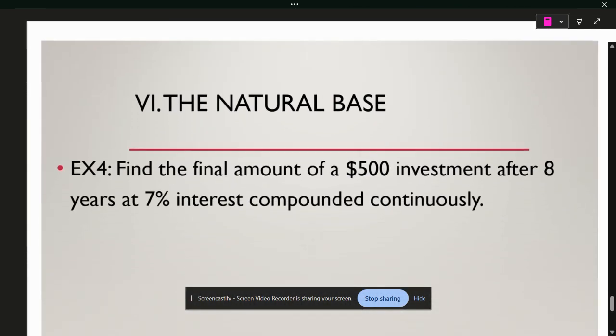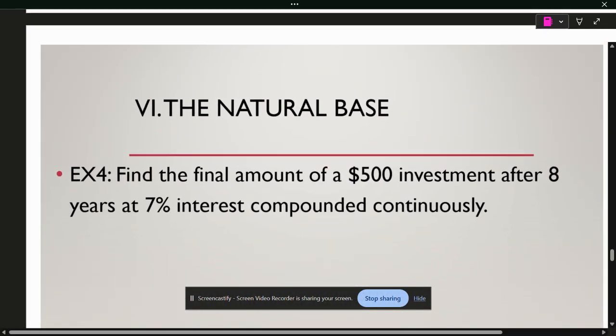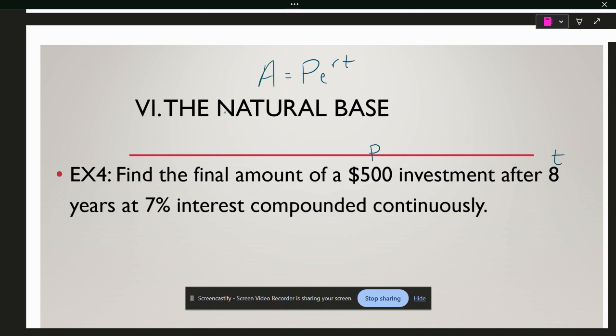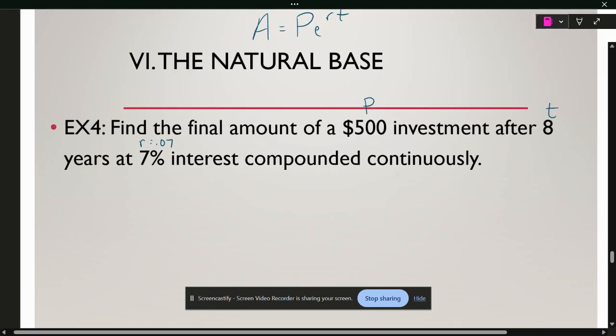A-P-E-R-T is what we're going to use for example number 4. And I will go ahead and write that formula up here for you. So A is equal to P e to the r t. So this is the same exact problem that we did, but now it's asking us to compound continuously. So we're going to use the A-P-E-R-T formula. Our P is still 500. Our T is still 8 years. Our R is still 0.07. But now, since it's compounded continuously, we don't have to worry about all the 1 plus r over n stuff. It's just automatically e will help us get the most out of our funds.